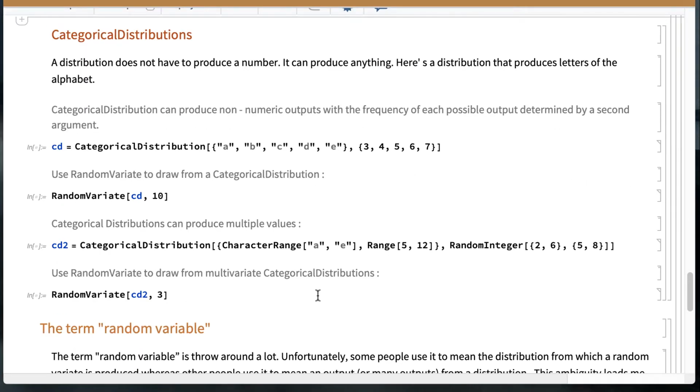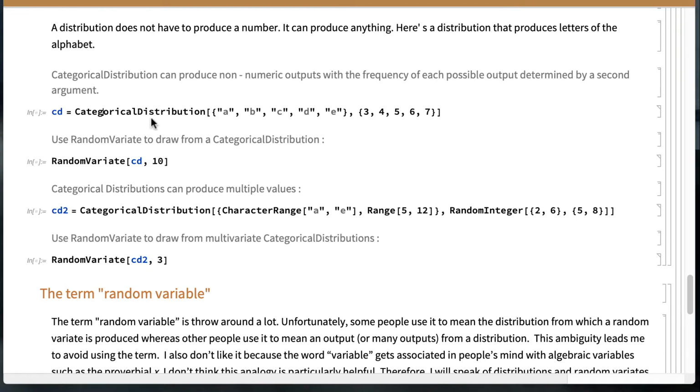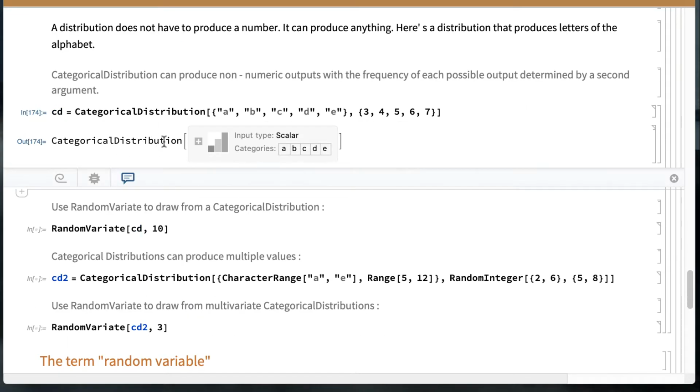Let's talk about another type of distribution, which is a categorical distribution. And a categorical distribution does not produce necessarily numbers. It can produce anything you want. So here's a categorical distribution whose outputs are letters of the alphabet, A, B, C, D, and E. How frequently does it do so? That's determined by the second argument here. And so you might suspect that E's are going to come out of the factory much more than A's. So we'll just evaluate that, name it the distribution. It gives a nice picture since this is actually a complicated object.